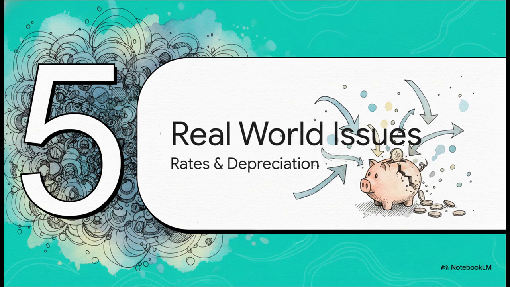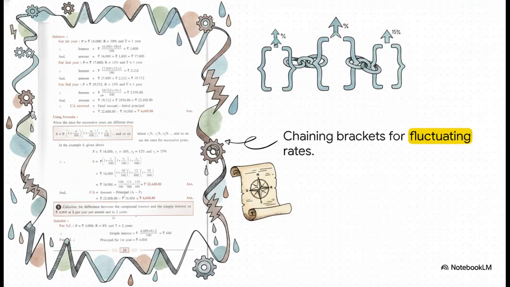Finally, Section 5. Changing rates and depreciation. Real-world complications. Because the messy reality is, the real world just isn't always perfectly consistent like a textbook problem. So what happens when interest rates wildly fluctuate? Say you have successive rates of 10%, 12%, and 15% over 3 different years. Well, don't panic. You just chain the brackets together. It's the principal multiplied by year 1's bracket times year 2's times year 3's. It's really an elegant adaptation for a chaotic, real-world complication.